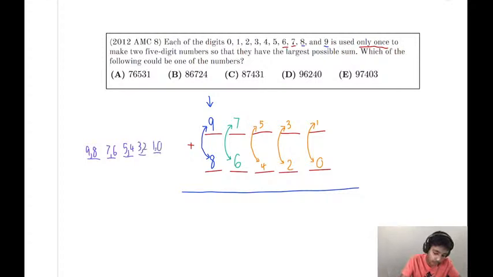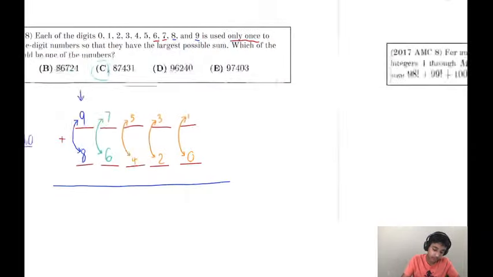So now we just check which of these choices satisfies these conditions. And we can find that this choice is the only choice that works because we have 8 in the first place, 7 in the second place, 4 in the third place, 3 in the fourth place, and 1 in the fifth place. So that's our answer for this problem. Let's now move on to the next problem.